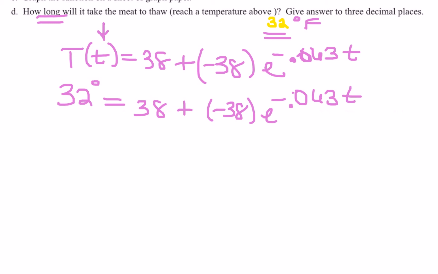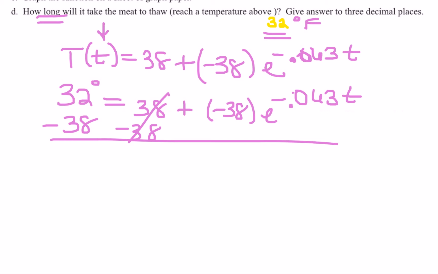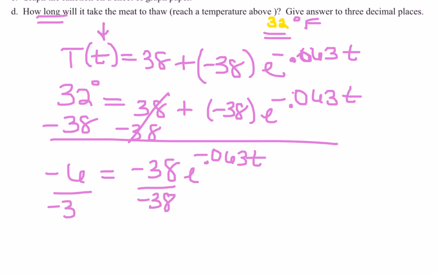Okay, now to solve this like a normal problem, isolate the base and the exponent. 32 minus 38 is going to get you a negative 6, equals negative 38 e to the negative 0.063 t. Divide by negative 38. When you divide by that, you are going to get approximately 0.1579 equals e to the negative 0.063 t.